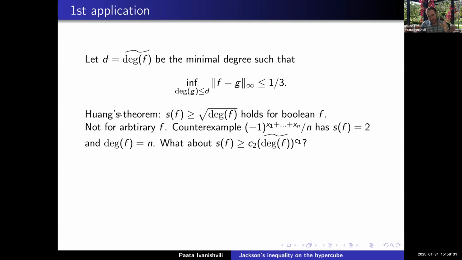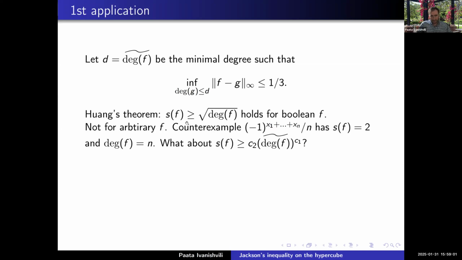Then Huang's theorem that I presented in the beginning, in the equivalent form, the original formulation is that sensitivity is greater than the square root of the degree of f. The sensitivity conjecture itself was whether you could bound it from below by some degree of f to some power, not necessarily square root. Huang got the sharpest bound. But even this was open if you were allowed to put some arbitrary power and also an arbitrary constant.